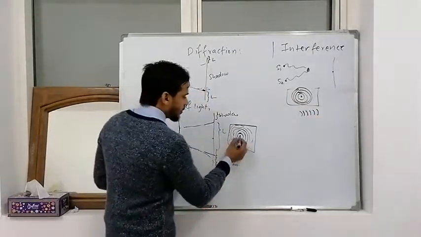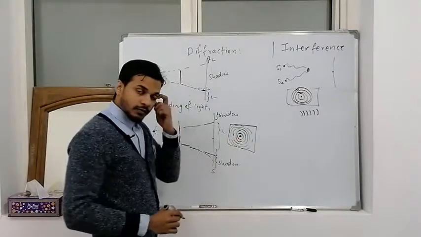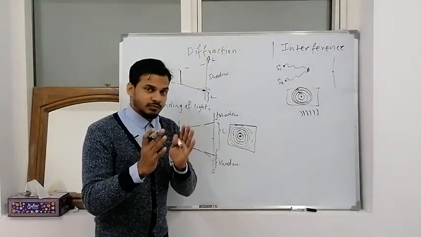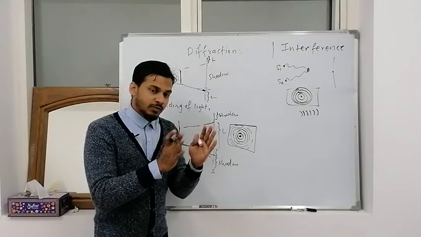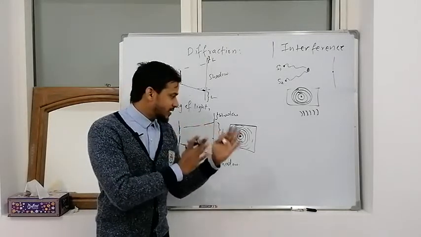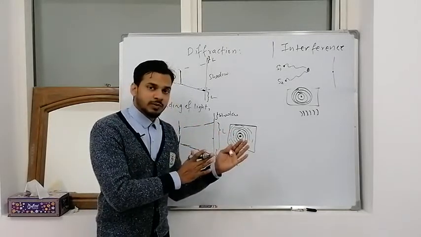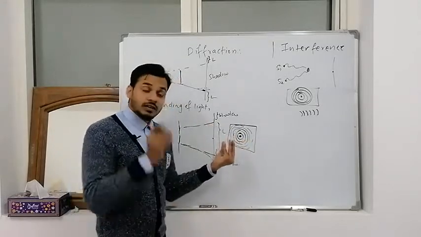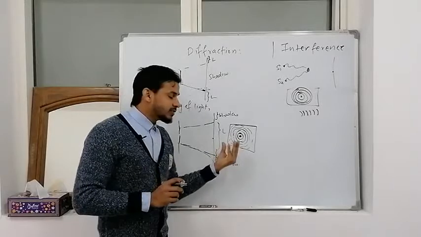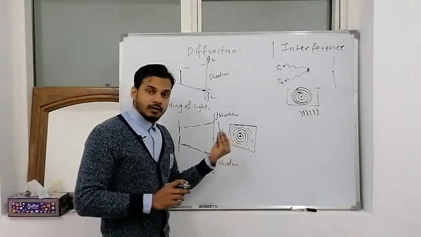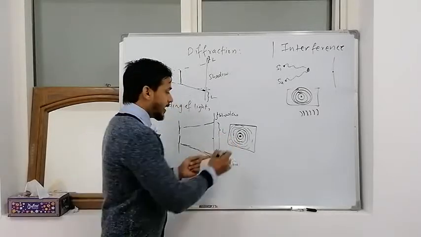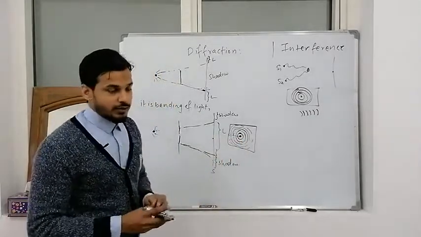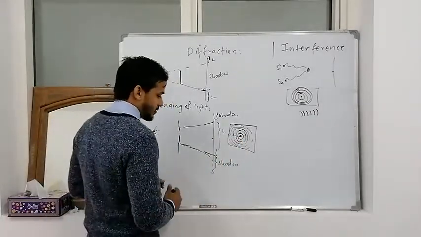Here, first there will be a maximum, after that there will be a minimum, after that a less minimum, after that a still less minimum. So in the center, the intensity of brightness is highest, and as we go radially out, it will decrease in the bands. So that is the first difference.